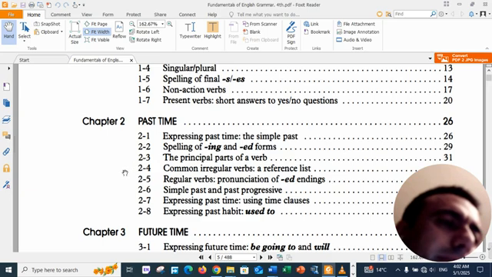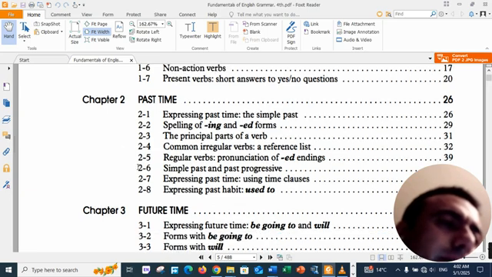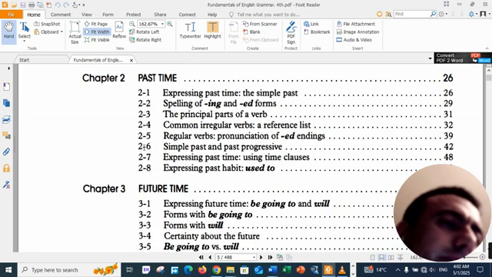Chapter 2, past time. 2-1, expressing past time, the simple past. 2-2, spelling of ing and ed forms. 2-3, the principal parts of a verb. 2-4, common irregular verbs, a reference list. 2-5, regular verbs, pronunciation of ed endings.